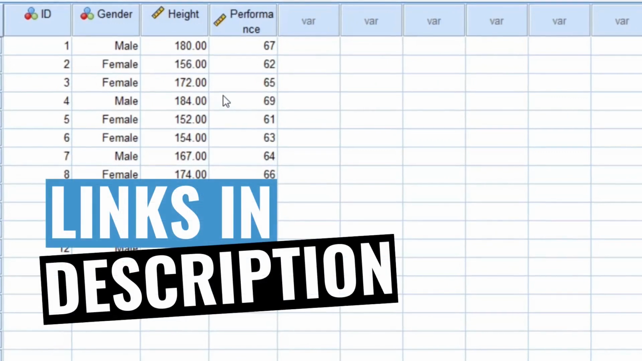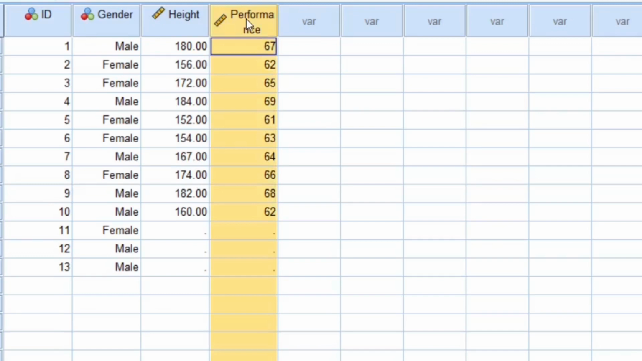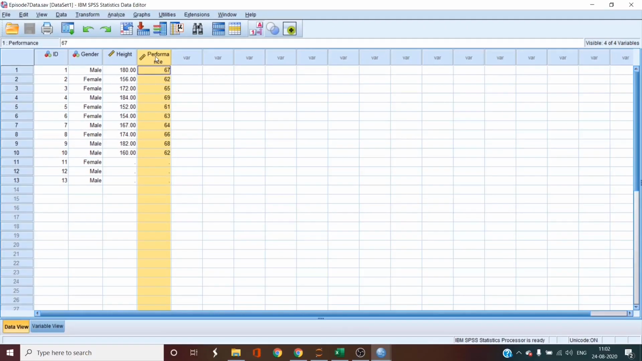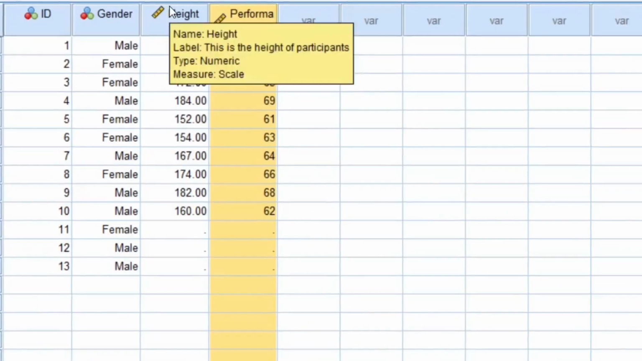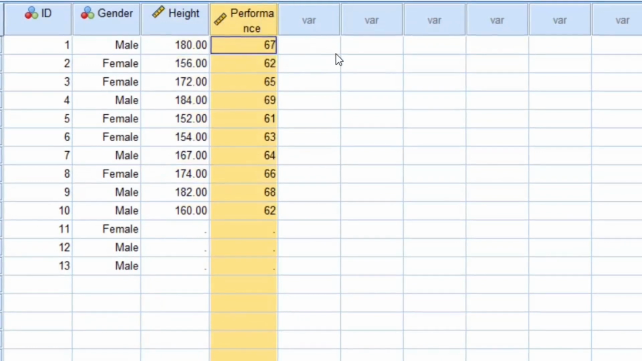You can download the dataset from our description below so that you can follow along with me. It is saved under the file name episode7data.sav. As you can see, we have made some changes to our previous data. We have added performance scores of the participants. It is hypothetical data. It is measured out of 100 and measures the score of the sport that they were performing. We are interested in the relationship between height and performance of the participants.